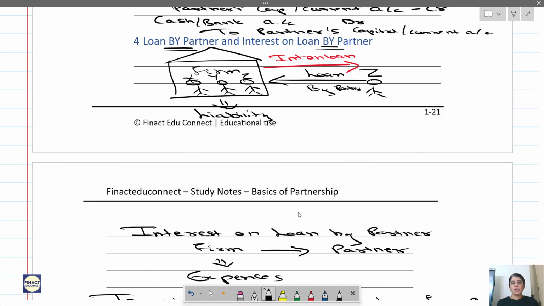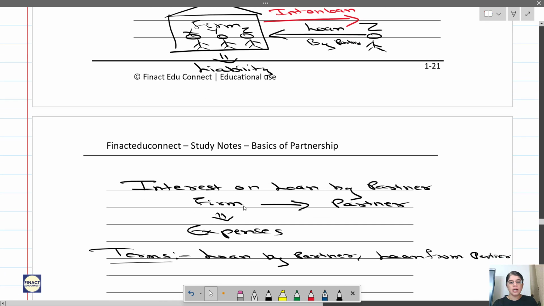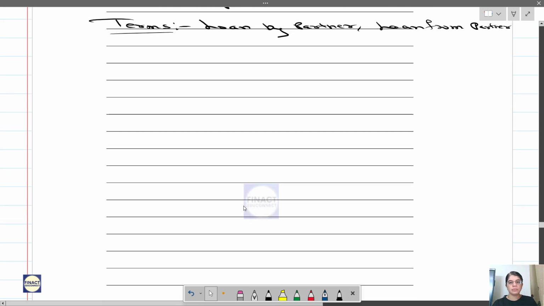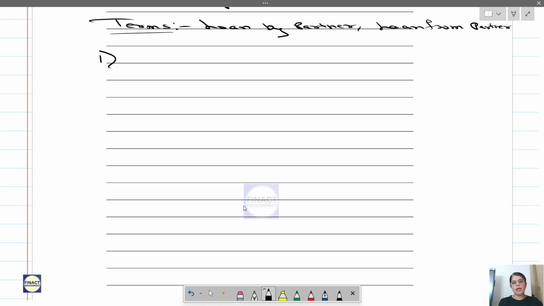Okay, next one is loan by partner and interest on loan by partner. So loan by partner means partner has given a loan to the firm. So for firm it is a liability, and interest on loan is given by firm to partner. So that interest on loan is the expense. Okay, interest on loan is an expense for the firm. So now let us see the journal entry over here. So first will be a loan entry. Okay, so loan by partner. So firm has taken a loan from partner. It is a liability.